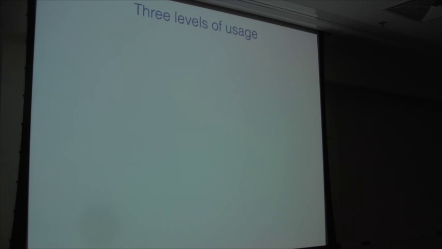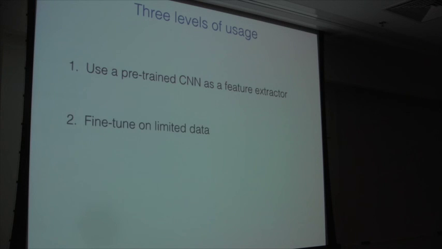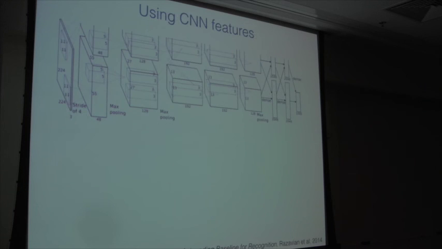Okay, when you're using these, there's kind of 3 levels of usage that people try. The first is, if you don't want to do too much work, you don't want to spend weeks training something on a server, you can just use a pre-trained convolutional network and use it as a feature extractor. I'll tell you in more detail what that means. The second level is you can take that pre-trained network and adapt it by fine-tuning it to a new problem. And the last is you can train from scratch, but for this you probably need a big data set and a lot of computational power.